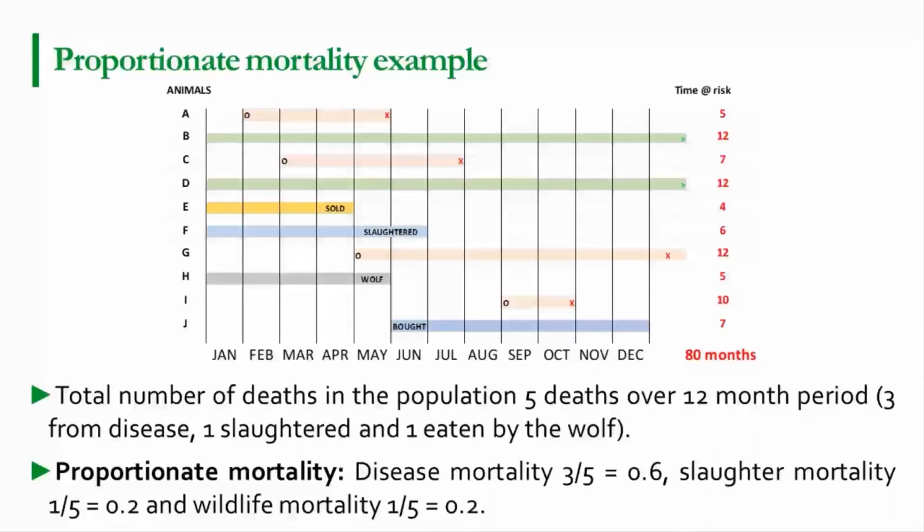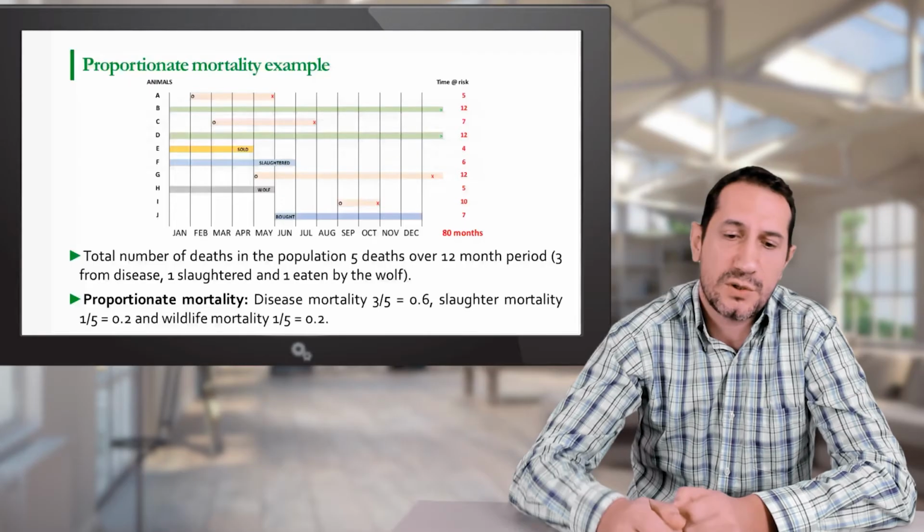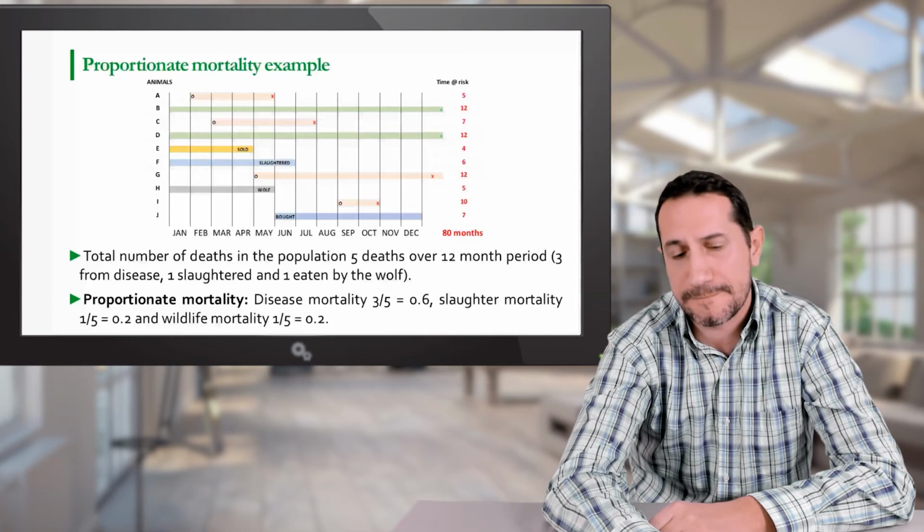We would have 60% mortality due to disease, and then we would have 20% mortality for each of the shepherd and the wildlife. That's how we calculate it. And if we sum up 60% from the disease, 20% by the farmer, and 20% by the wolf, we would have 100%. So that's how we calculate proportionate mortality.